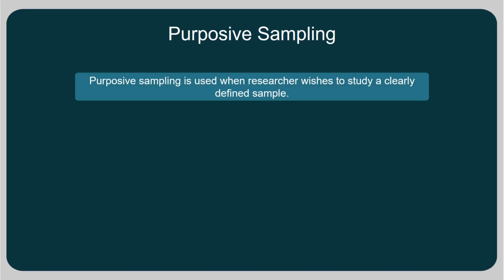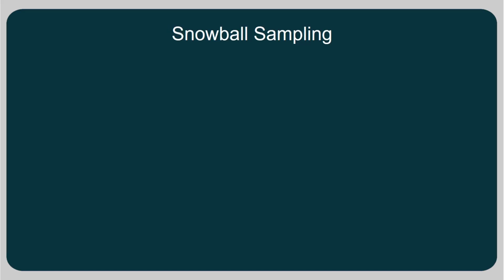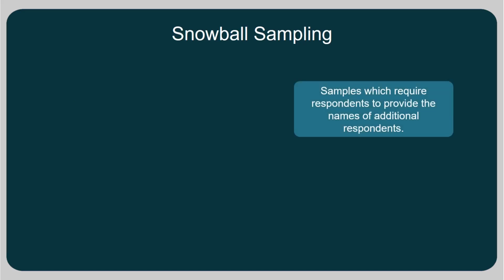We come to the third important non-probability sampling technique, that is purposive sampling. Purposive sampling is used when a researcher wishes to study a clearly defined sample based on predefined inclusion and exclusion criteria. Snowball sampling is another important non-probability sampling technique. It is also referred to as referral sampling. Snowball sampling requires respondents to provide the names of other respondents. This is one of the best methods for doing research on vulnerable or hidden populations.